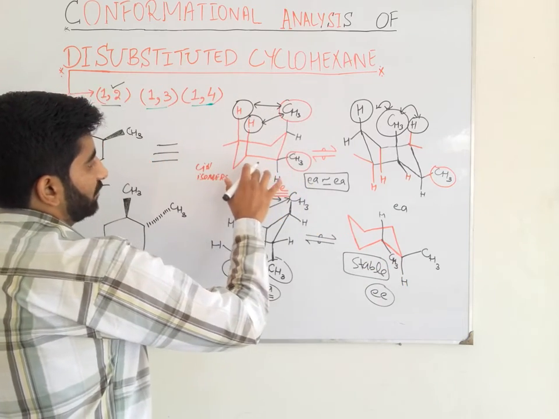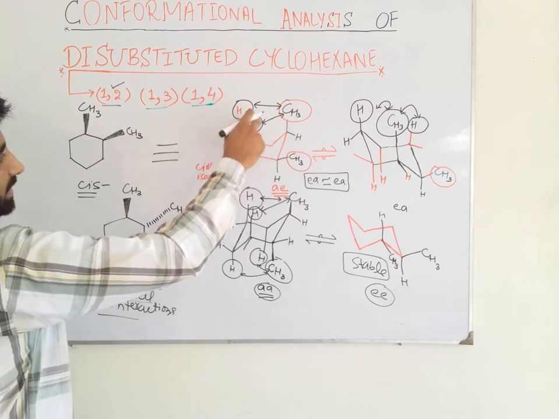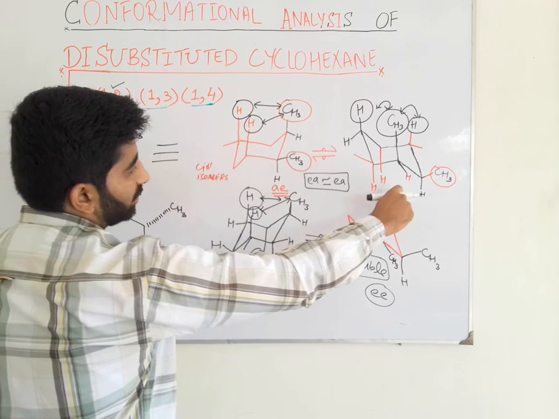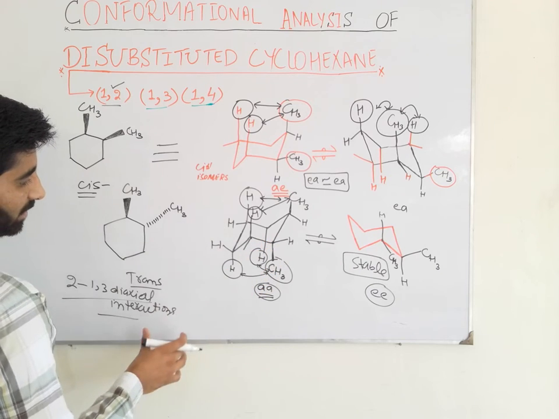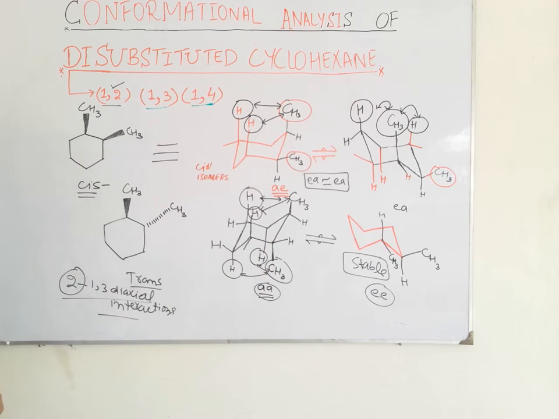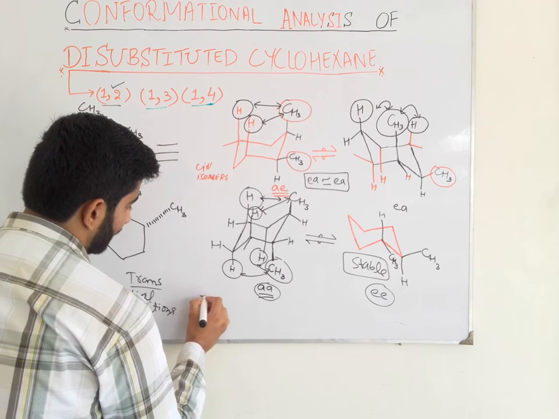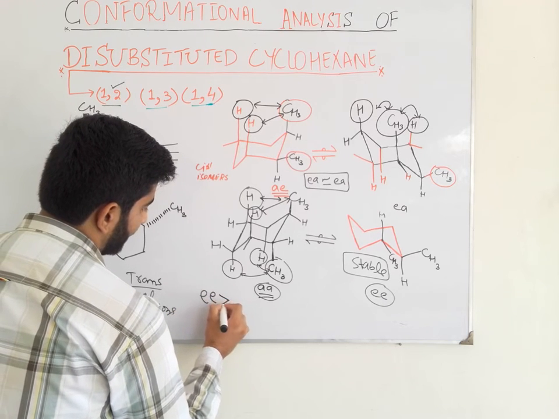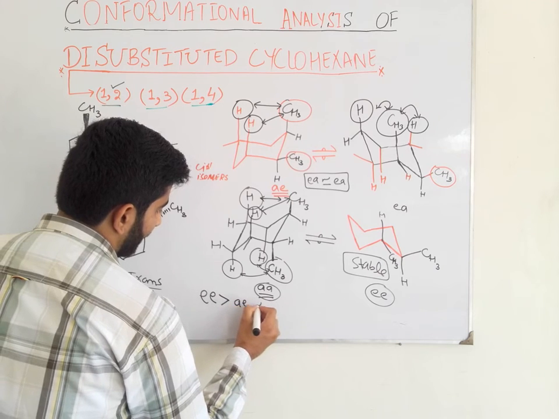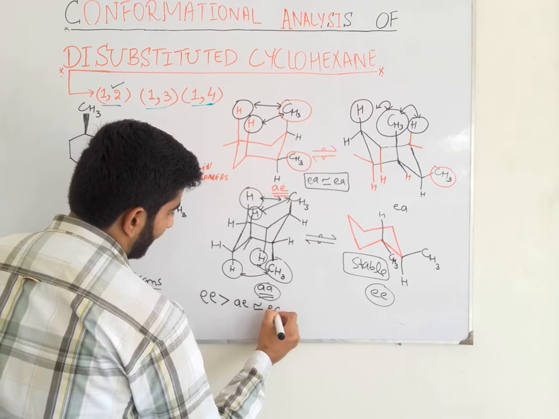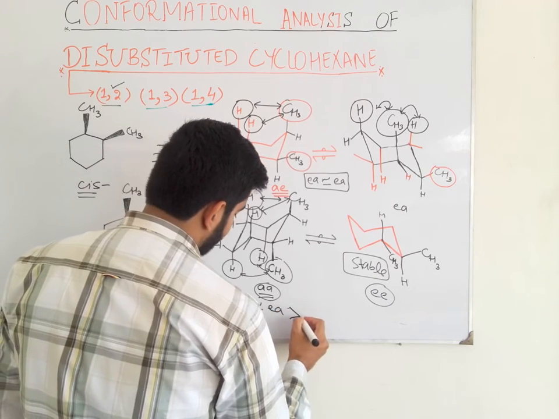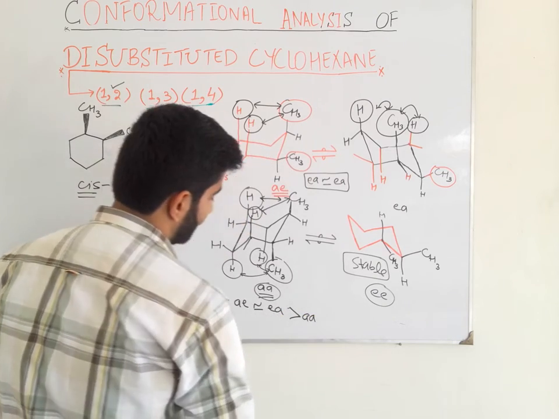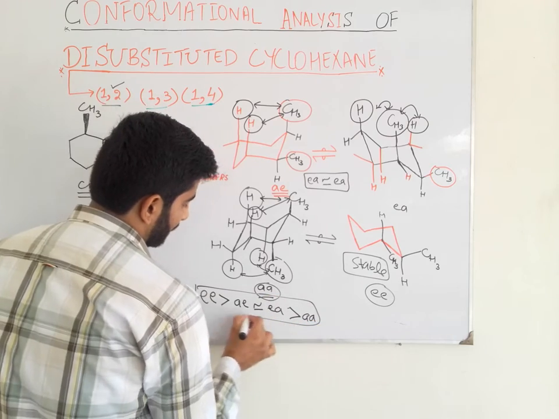In this conformation we see there is only one 1,3 diaxial interaction present. But in this conformation, we will observe that there are two 1,3 diaxial interactions present. So we will observe that the stability of EE is greater than stability of AE, that is approximately equal to EA, and the stability of EA is greater than AA conformation. This is the order of stability.